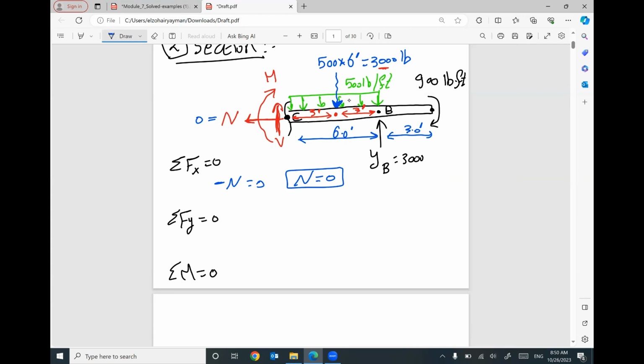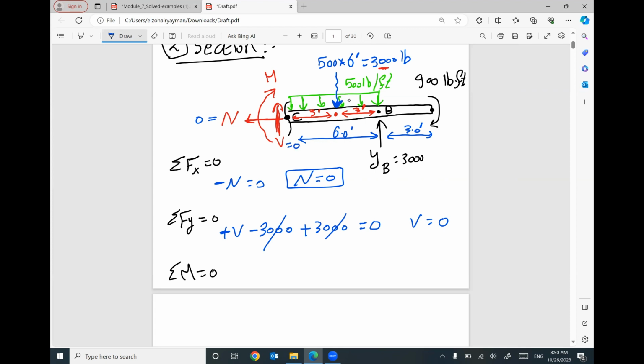Summation f of y equals 0. I have positive V. I have negative 3000. I have positive 3000. Nothing else. This one will cancel this one. Your V will be 0. That's fine.